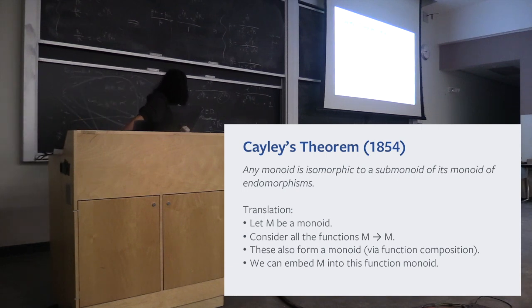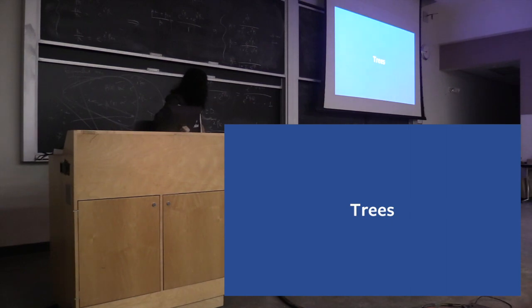And so there's actually a mathematical theorem from 1854 called Cayley's theorem. And basically all it tells us is that we knew how to do this for over 100 years and no one bothered. So I just want to throw that in there.